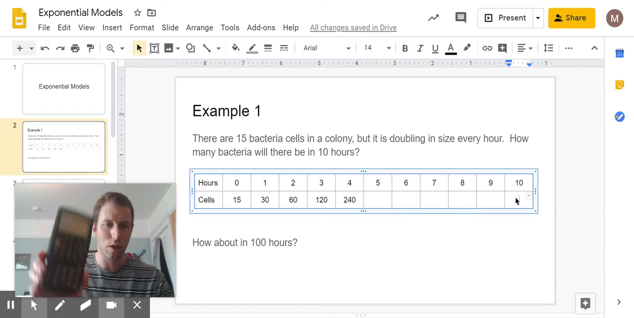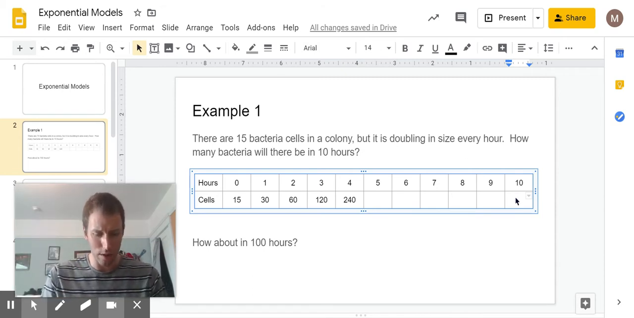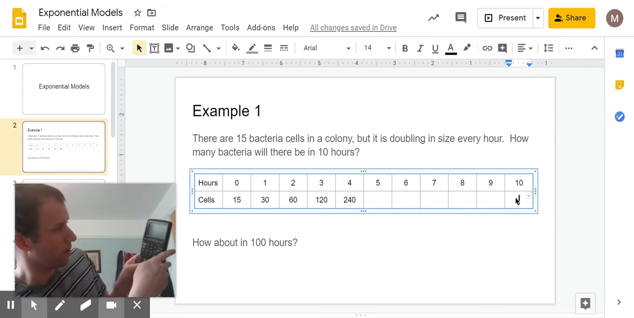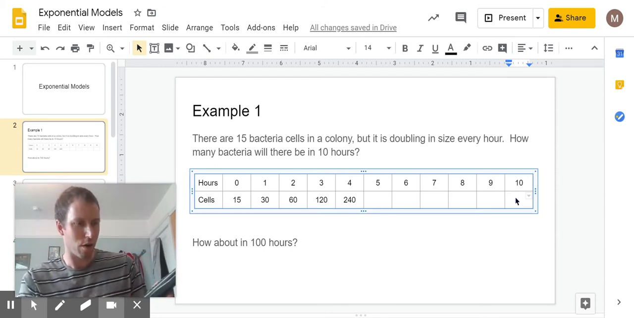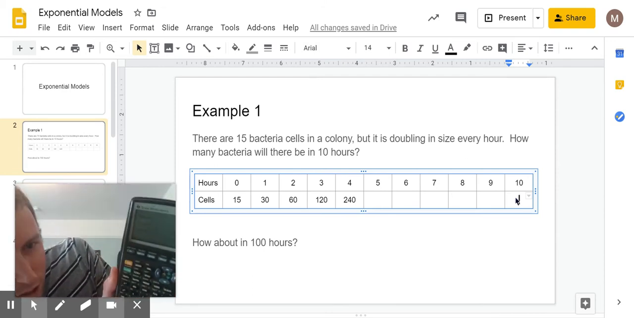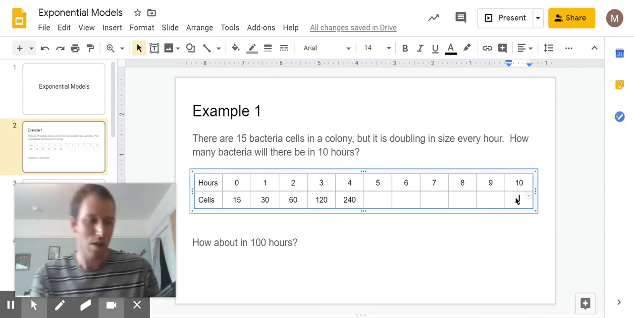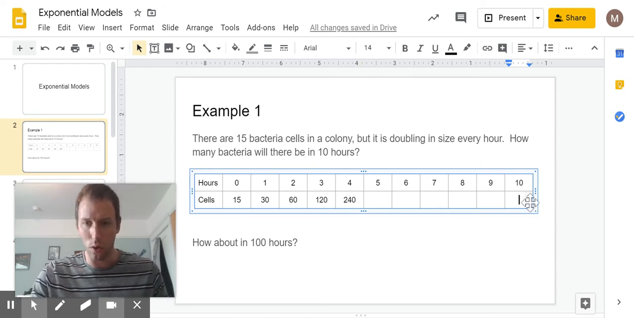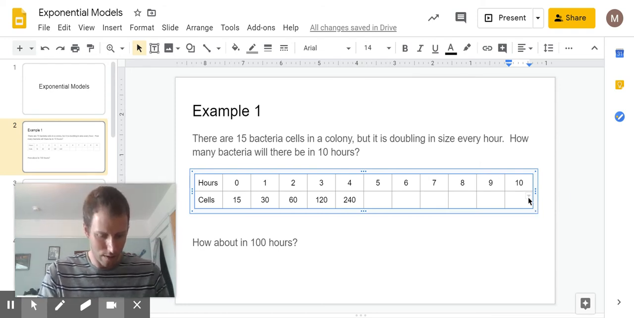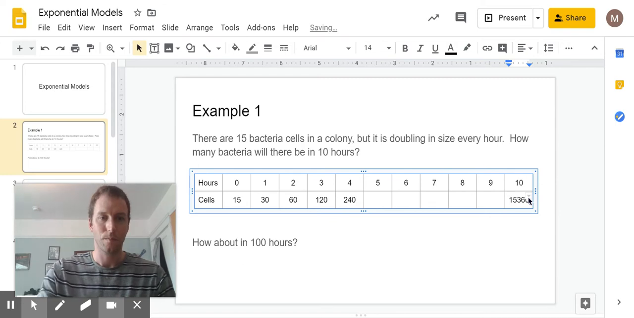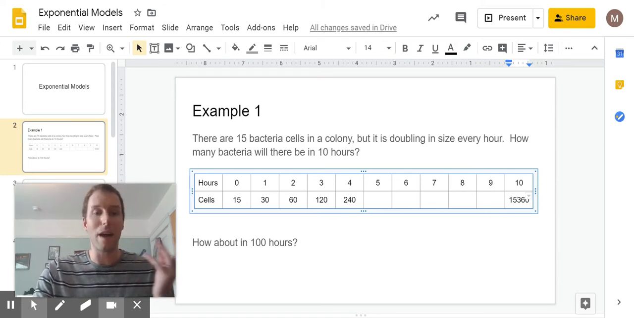You probably took your graphing calculator and you did 15 times 2 times 2 times 2 times 2, and you kept going over and over again, times 2 times 2 times 2. And you may have eventually gotten to something like 15,360. Great. There must be a better way.